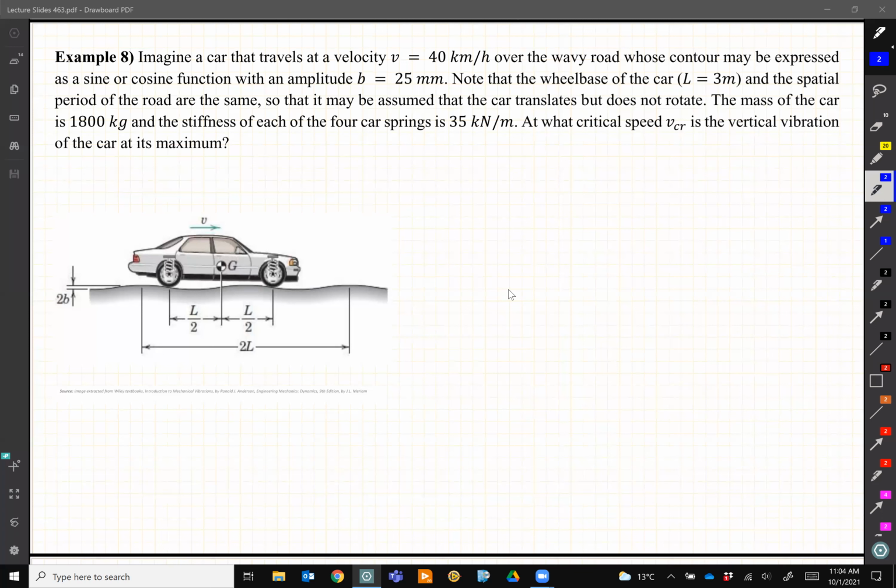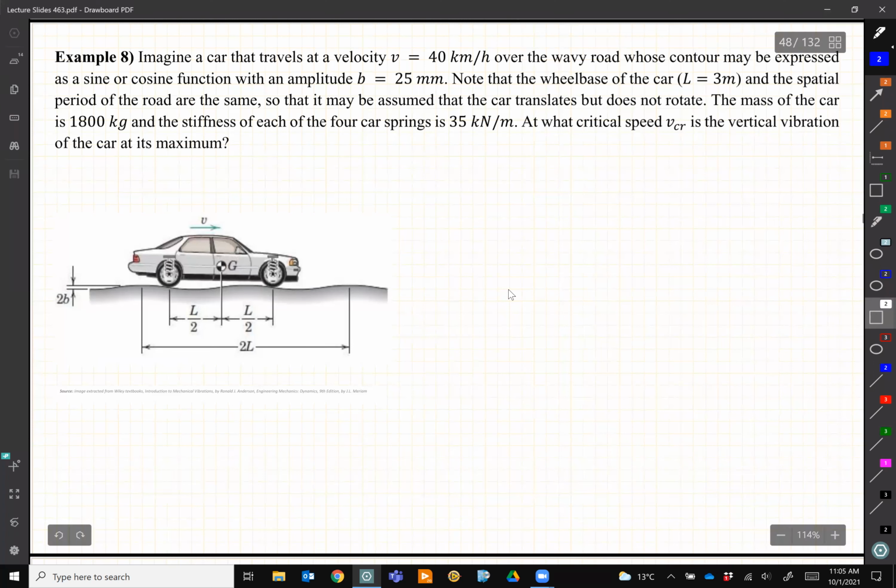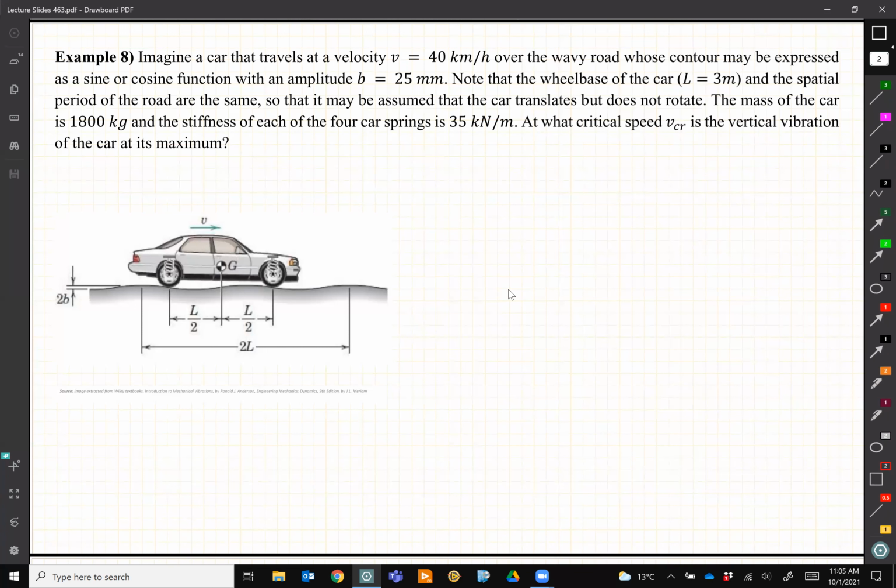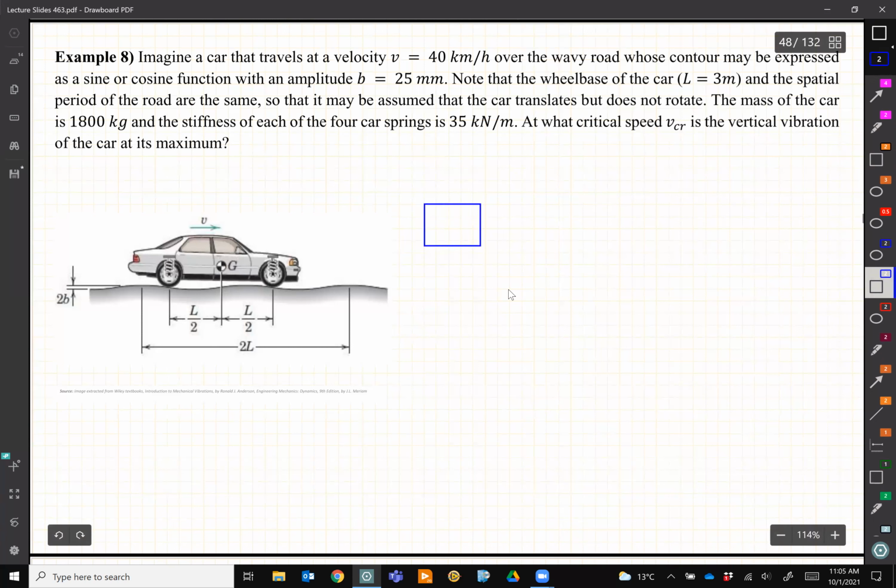But in the future, when we solve more general problems, when the wheelbase and the road peak to peak are not exactly the same, maybe the front tire goes up and the back tire goes down or the opposite or something similar, all right? So for that, I can only solve the problem for a quarter of the car. So I can assume that I have, let's say, a box or a mass. All right, so we can assume that I have a mass.